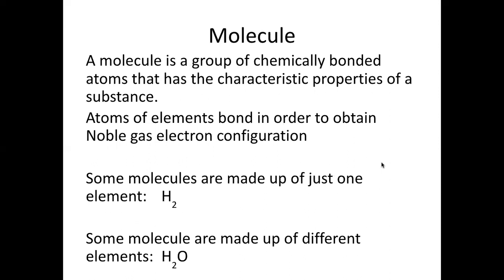So when we talk about ionic bonds, we oftentimes talk about them as compounds or as salts. But when we talk about covalent bonding, we're going to be describing them as molecules. So a molecule is a group of chemically bonded atoms that has the characteristic properties of a substance. Atoms of elements bond in order to obtain a noble gas electron configuration. We can have molecules that are made up of just one element. So this is called diatomic hydrogen. It exists as H2. And some molecules are made up of different elements. So this is water, which has H2O, 2 hydrogen atoms, and then 1 oxygen atom.